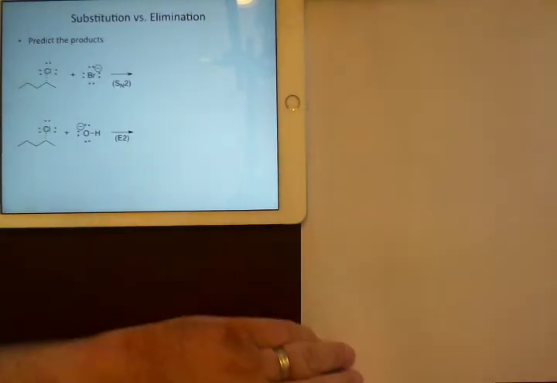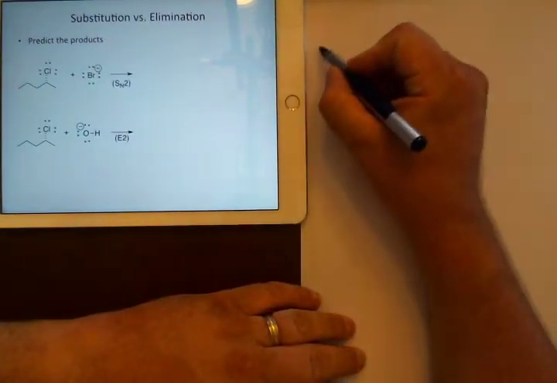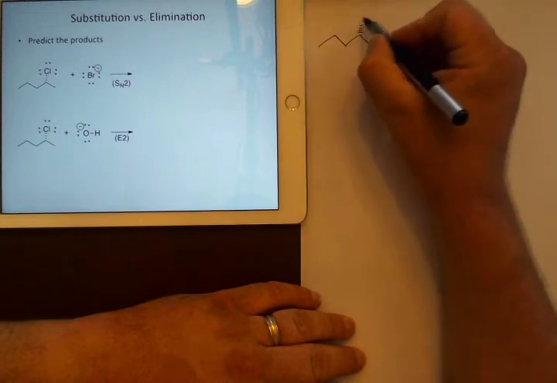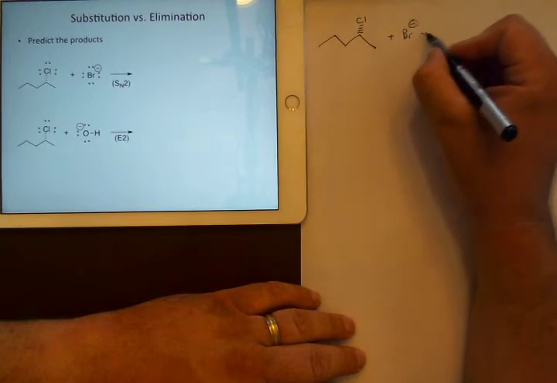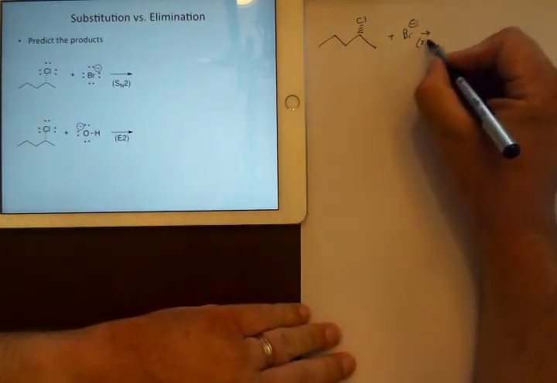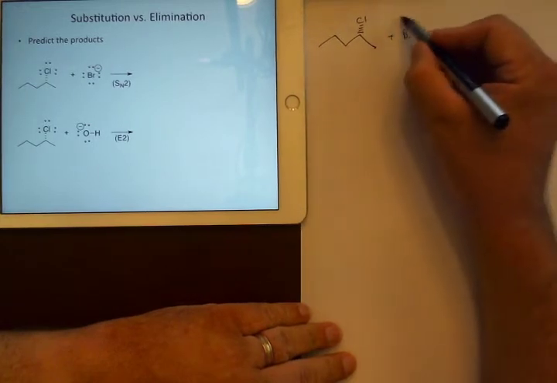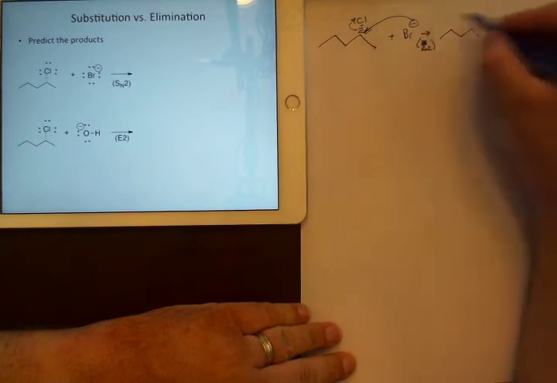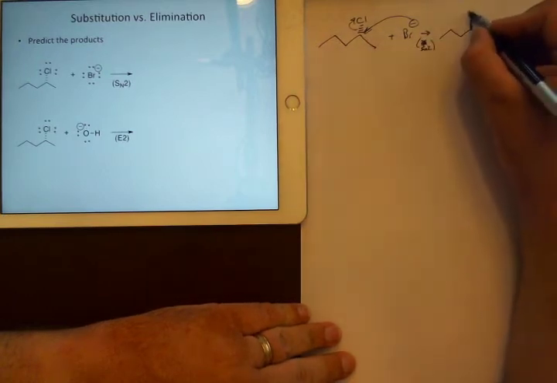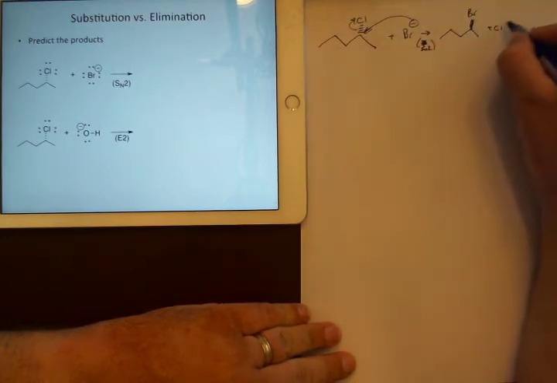Okay, so for here, over here you've got bromide, right? I said, okay, I want to see that SN2 product. So this is going to come here, kick away. But remember, with an SN2, we get inversion. So it ends up being that, Cl minus.